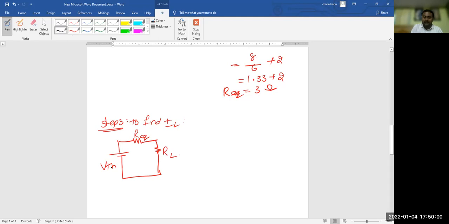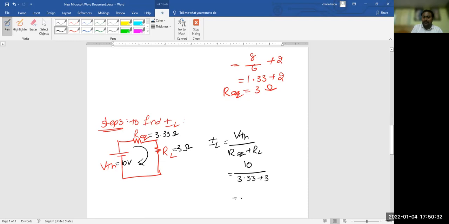As we know, the value of VTH is 10 volts, the value of R equivalent is 3.33 ohms, and the value of RL is 3 ohms. So this is a single circuit. These two resistors are connected in series. So we'll get IL as VTH by R equivalent plus RL. So I am replacing all the values: 10 divided by 3.33 plus 3, that is 10 divided by 6.33. We'll get the value as 1.57 amperes. So in this way we solve problems on Thevenin theorem. Thank you so much. Have a great day.